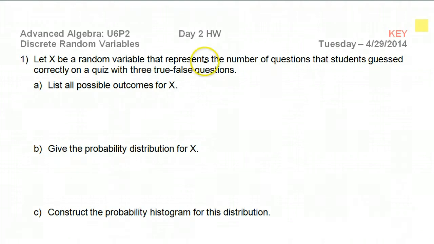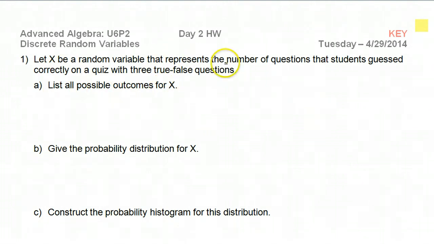Alright, discrete random variables, day 2. Problem number 1. Let x be a random variable that represents the number of questions that students guessed correctly on a quiz with 3 true-false questions. List all possible outcomes for x.